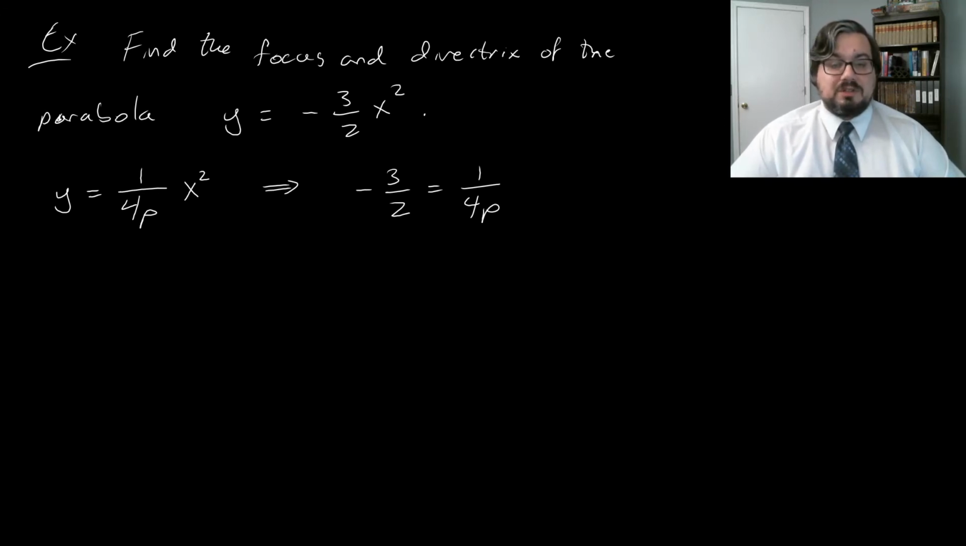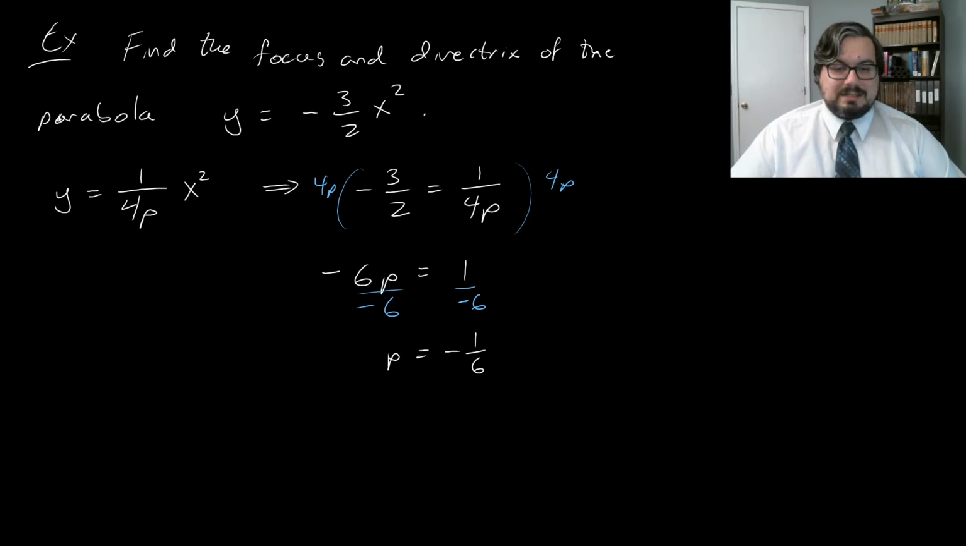Now it's just a matter of solving for p. If we multiply by 4p on both sides, then we'll wind up with negative 6p is equal to 1, which tells us when we divide by negative 6 that p is equal to negative 1/6. And that is enough to tell us the focus and the directrix. So the focus is going to be at the point (0, negative 1/6).